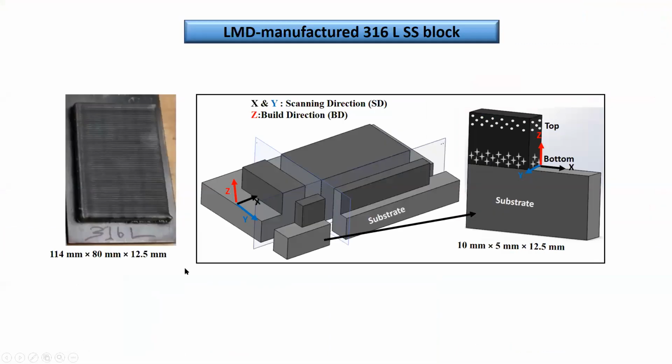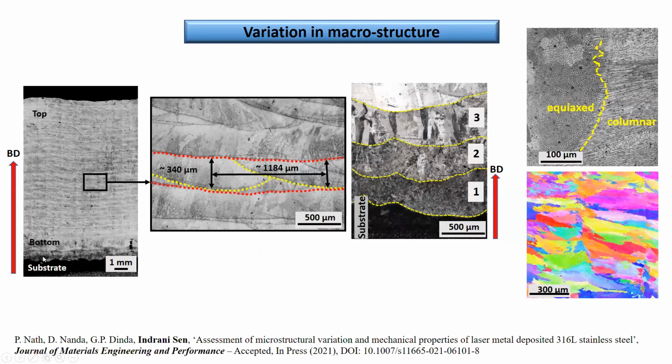Okay, so what we did in this case is use an LMD-based manufacturing technique, laser metal deposition, and we got a block something like this. This is the substrate here, and the top one here is the block that we prepared by the LMD process. We cut it into several sections, as you can see here, to get the cross section and to study the microstructure at the top and bottom, along the build direction and parallel to the build direction, and so on.